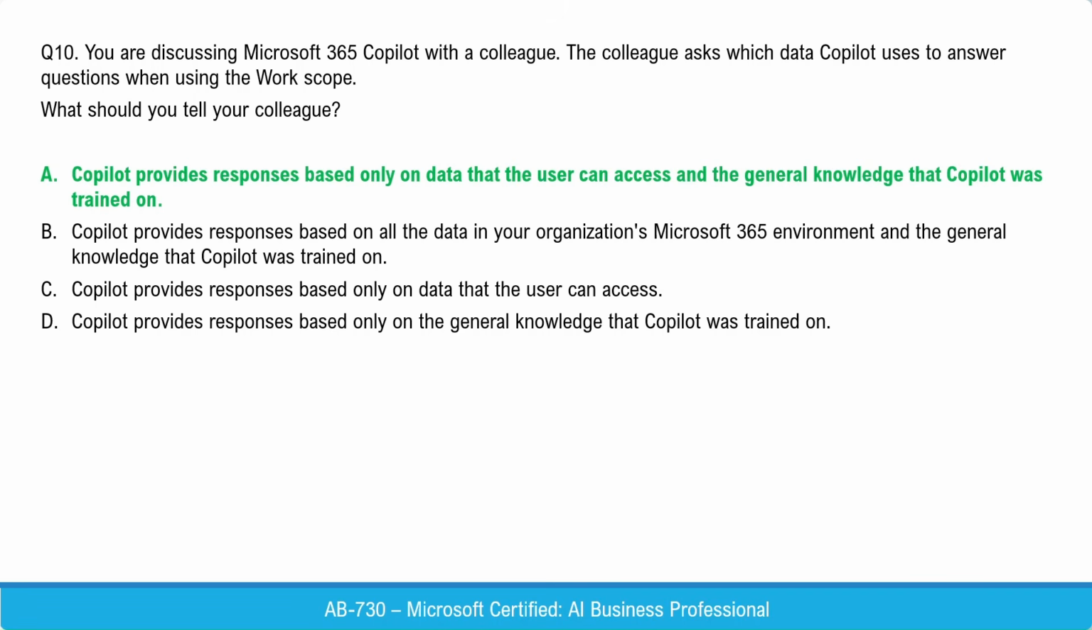Let's look at other options. Option B says Copilot uses all organization data. That's incorrect because Copilot strictly respects permissions. Option C says it uses only user accessible data. That's incomplete because it ignores the AI model knowledge. Option D says it uses only general knowledge. That's also incorrect because Copilot clearly uses organizational data in work scope. So option A is the only complete and correct answer.